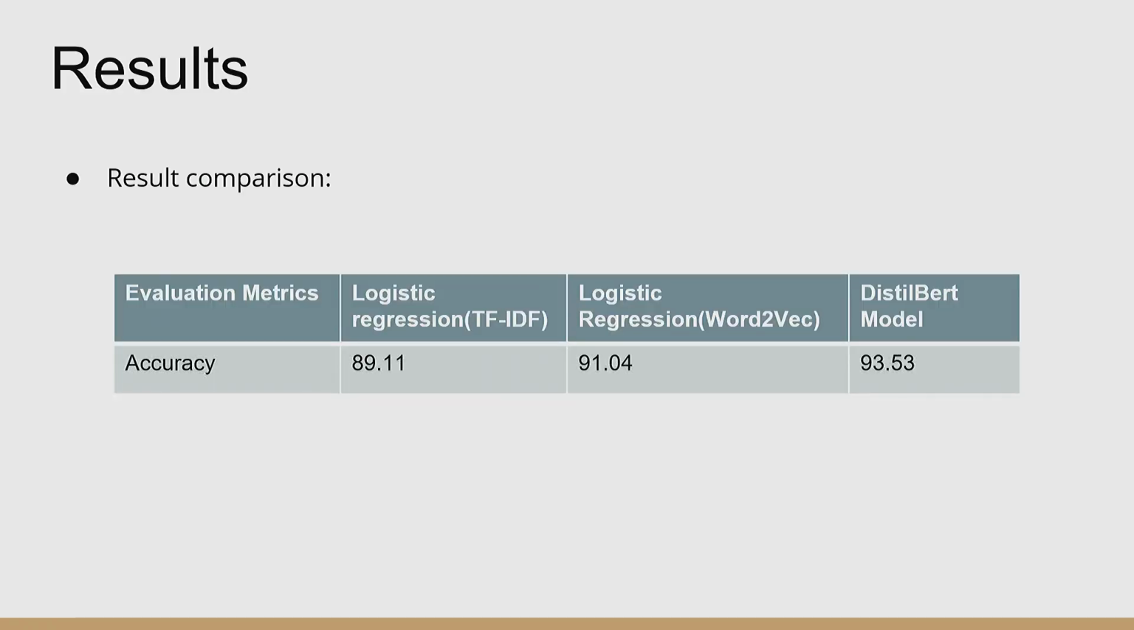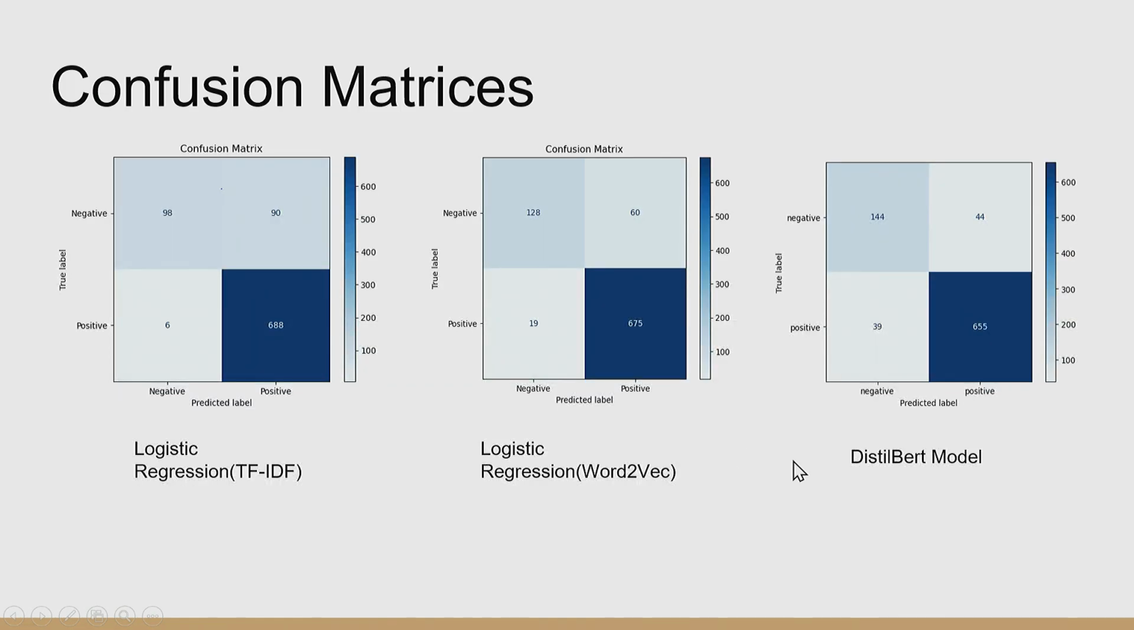These are the results. The accuracy for logistic regression of TF-IDF was 89.11, and for Word2Vec was 91.404, and DistilBERT was 93.53. These are the confusion matrices.